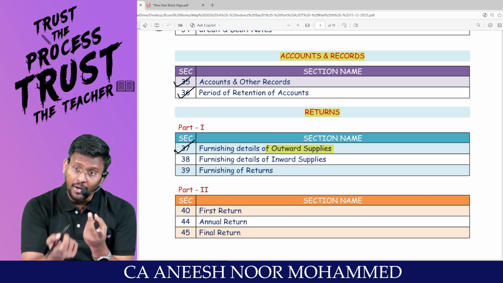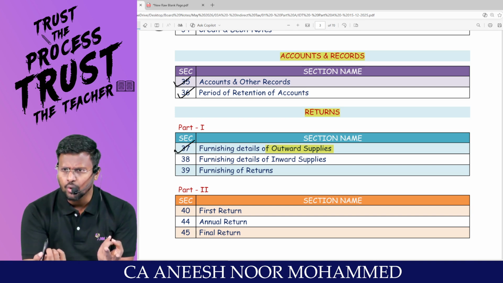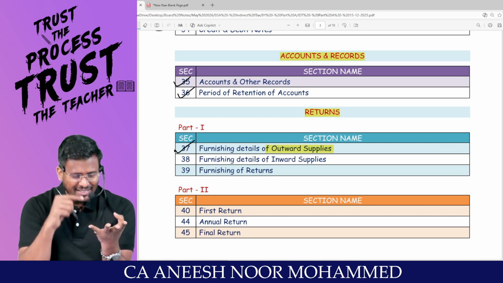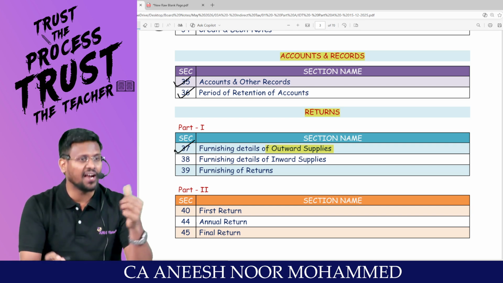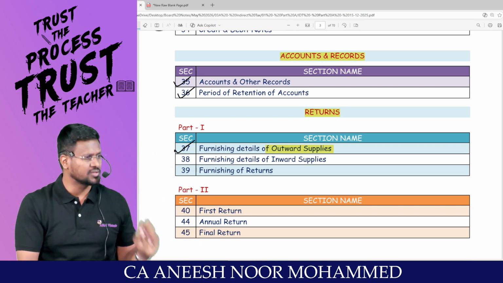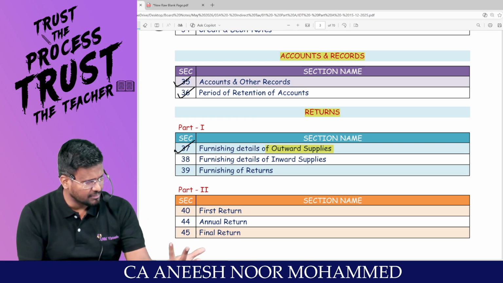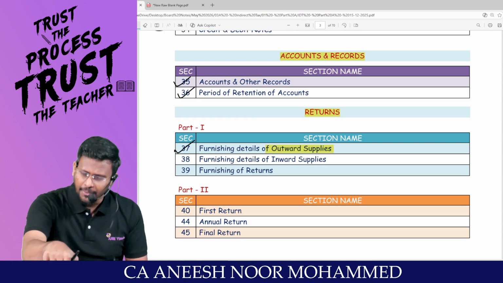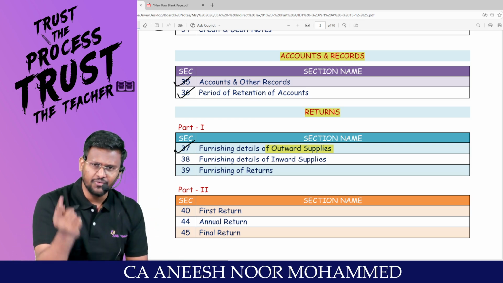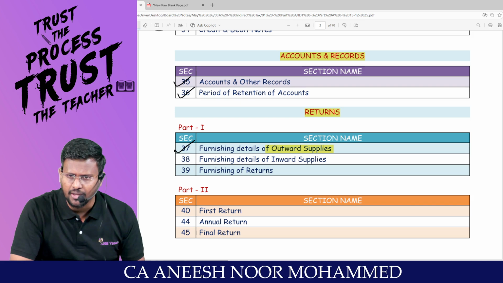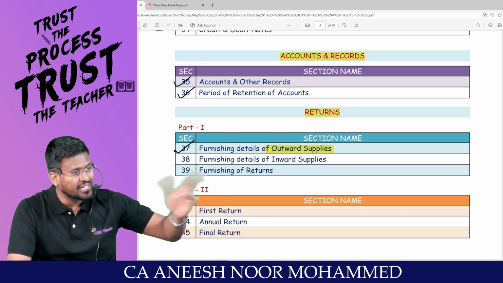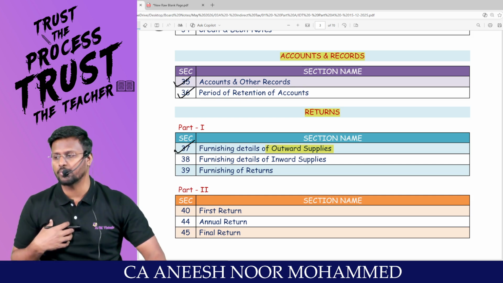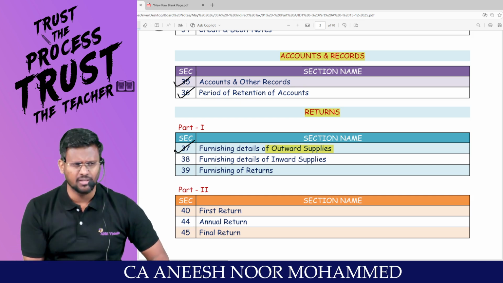To whom have I sold? Students. Whether those students are boys or girls, whether those students are registered persons or unregistered persons. What is the value of supply? How much GST have I collected? Where are the students situated, whether in Tamil Nadu or outside Tamil Nadu? Because if it is in Tamil Nadu, it's an intra-state supply. If they are outside Tamil Nadu, it is an interstate supply. All the details of the outward supply I'm supposed to provide. That's section 37.